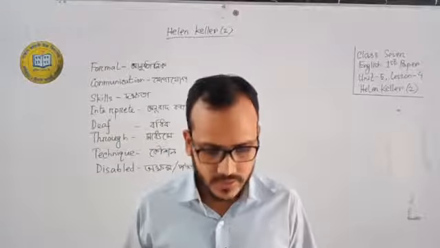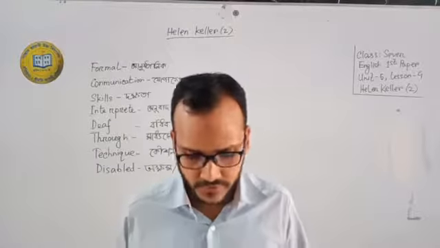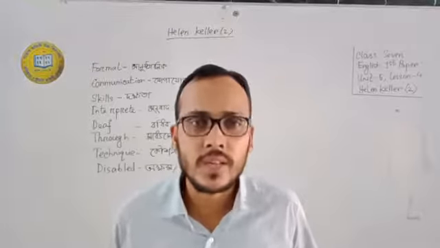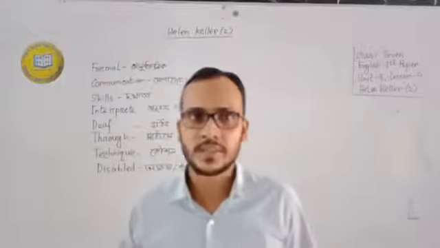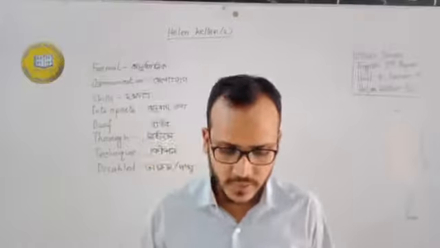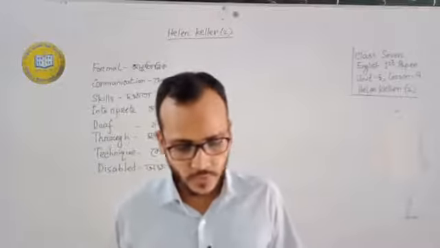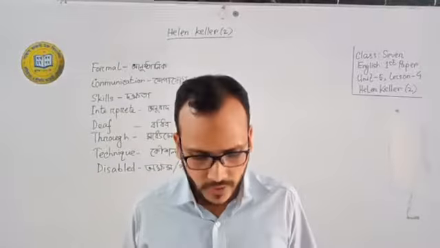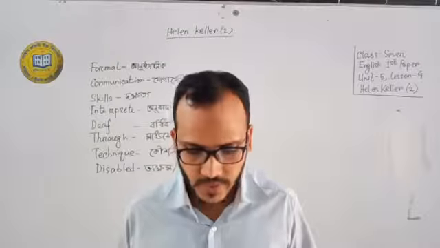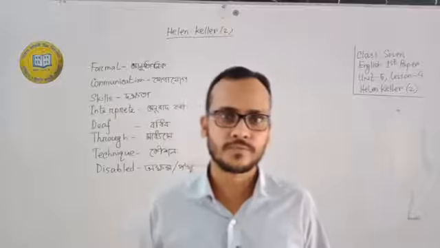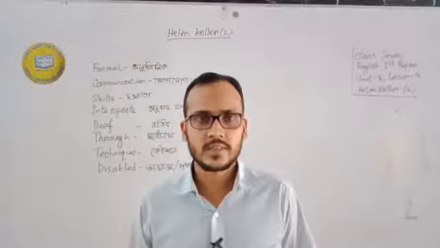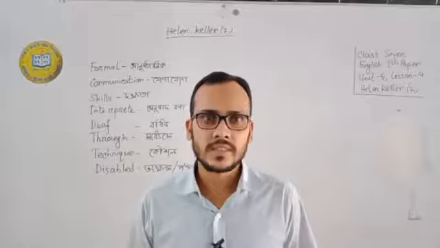In section E, there are two questions, and you need to find out the answers after reading the text. The first question is, where is the Horace Mann School? Question number 2, where did Helen receive her BA degree from? We'll try to answer these questions after completing reading the text.